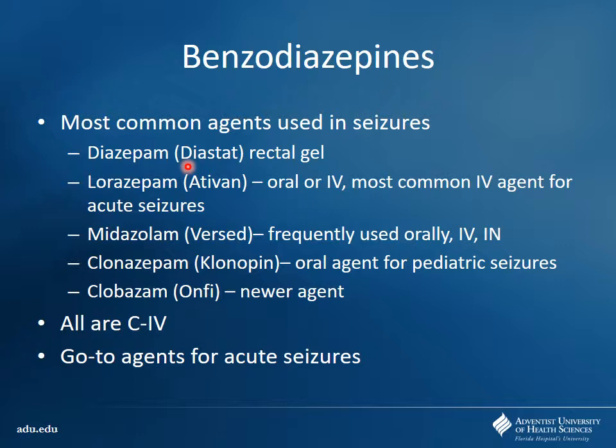So education is super important to make sure they're administering it appropriately. There's lots of information out there that can help you with that education. So that's a very common one we see used on the out-of-hospital side of things. But other drugs we use a lot include things like lorazepam. IV is most common for acute seizure management. So if you come into the ER with a seizure, you're probably going to get Ativan or lorazepam.